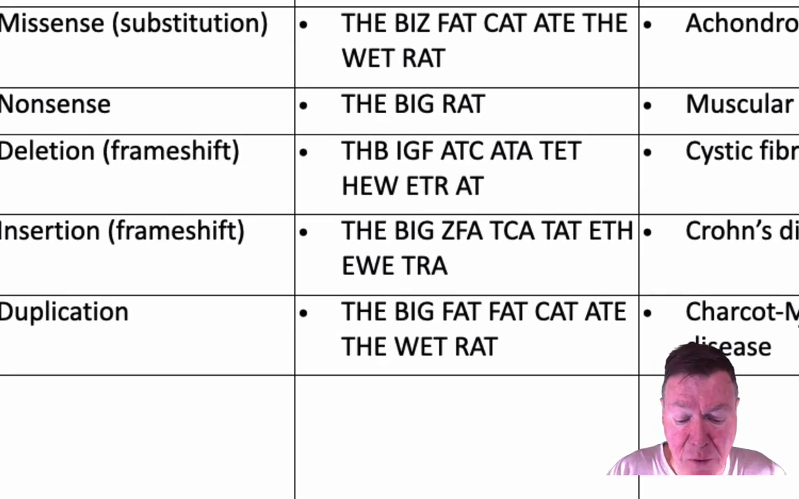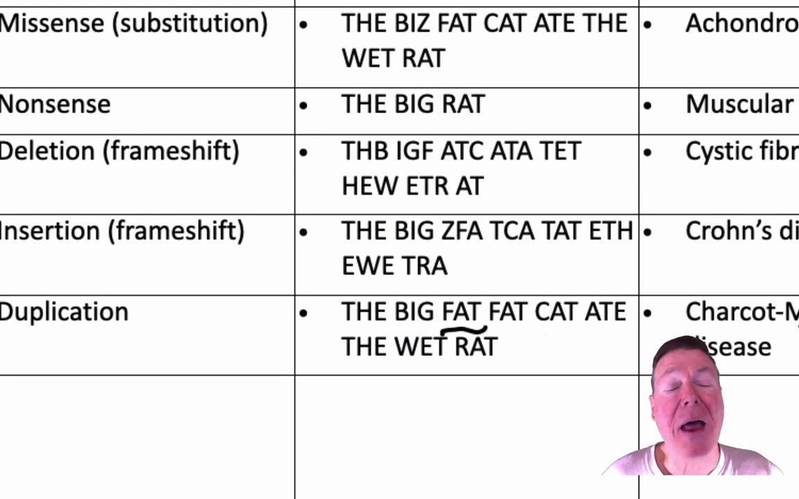Duplication, where basically we have replicated the big fat cat ate the wet rat. We've replicated that particular codon. All right, and it doesn't happen very often, but it can. But it's an example of this.